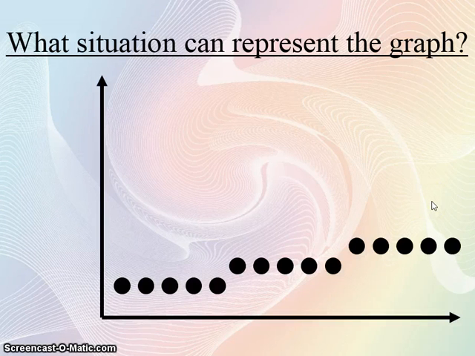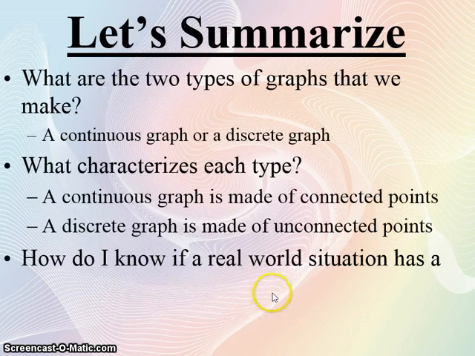Here's a discrete graph. Maybe this represents the number of items you sell in a fundraiser and how many prizes you get. So maybe if you sell one item, you get one prize. If you sell two items, you get one prize. If you sell three items, you get one prize. If you sell four items, you get one prize. If you sell five items, you get one prize. But if you sell six items, you get two prizes, all the way up to 10 items, still getting two prizes, and then every set of five increasing by one prize. And that's not the only situation this graph might represent, but just one way of looking at it.